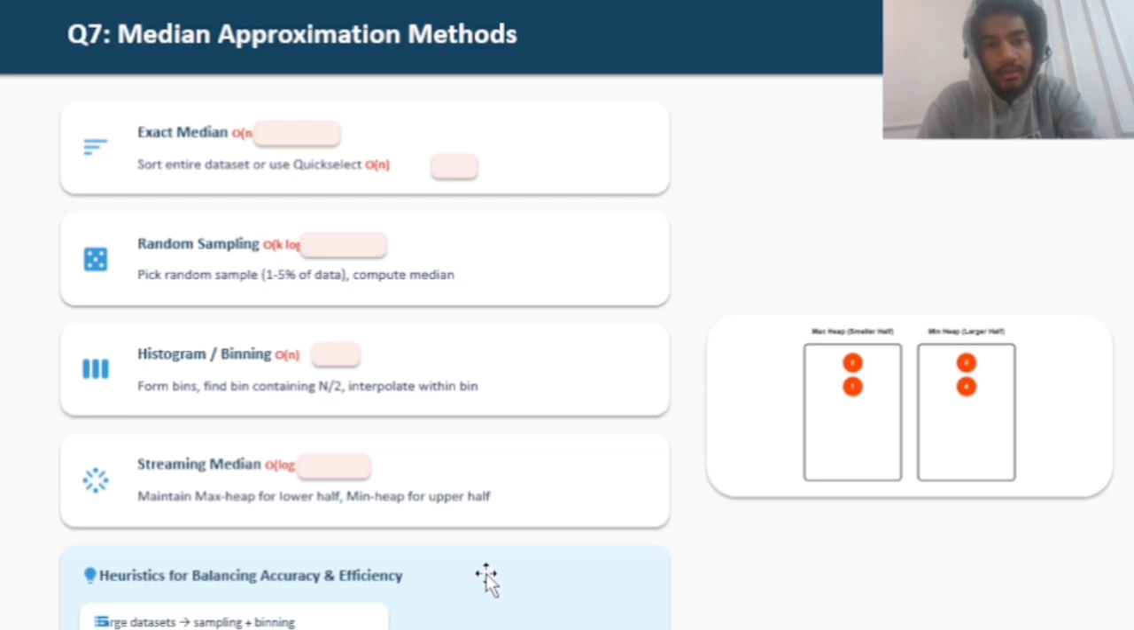To choose the best method, there are some guidelines. For very large data sets, sampling plus binning is best. For real-time dashboard, streaming median is best. For offline batch processing, quickselect method is best. That's all about question 7. So guys, let's move to our question number 8.